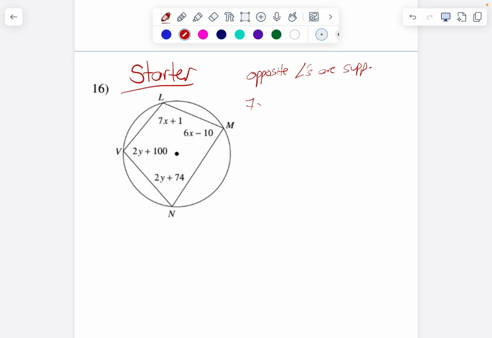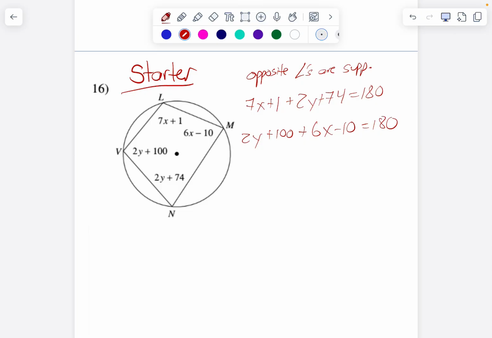Basically, that generates two equations. So 7x plus 1 plus 2y plus 74 equals 180. And 2y plus 100 plus 6x minus 10 equals 180. And so we have two variables, but we have two equations, so we're going to be able to solve. If we only had one, we couldn't.